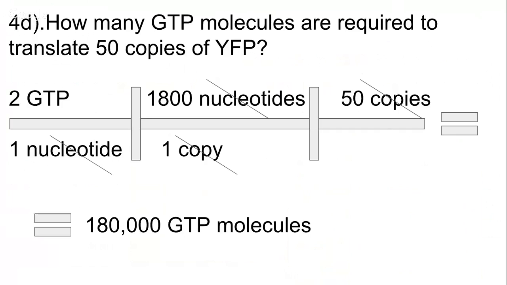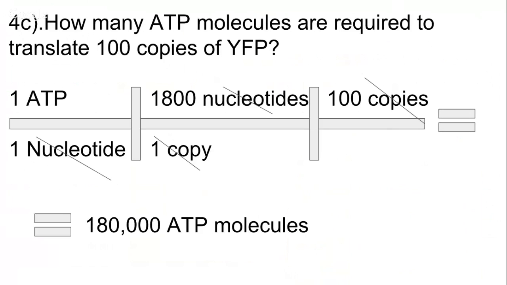For part D, they want to know how many GTP molecules are used to translate 50 copies of your favorite protein. And so it's 2 GTP per nucleotide, and we have 1,800 nucleotides and 50 copies. And so to translate all those, it's going to cost the same amount as before, but since you're making 50 copies, it takes 1 GTP to end translation, so it'd actually be 180,000 and then 50 GTP molecules.